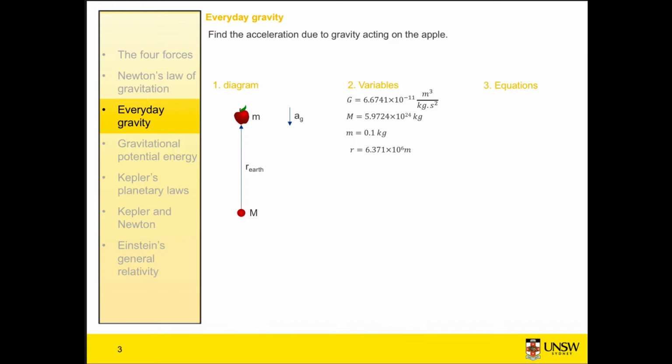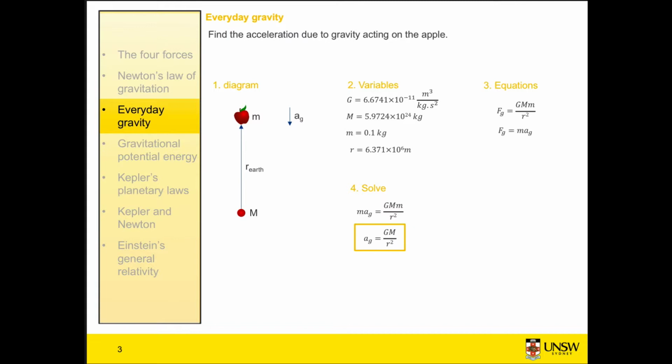We have two equations that we can use. We have Newton's law of gravitation, giving us the force due to gravity between two objects. And we also have Newton's second law, which gives us the force acting on a single object. When we solve this, we combine those two equations and simplify them. This is a general equation, which gives us the acceleration due to gravity at a distance r from an object with a mass m.